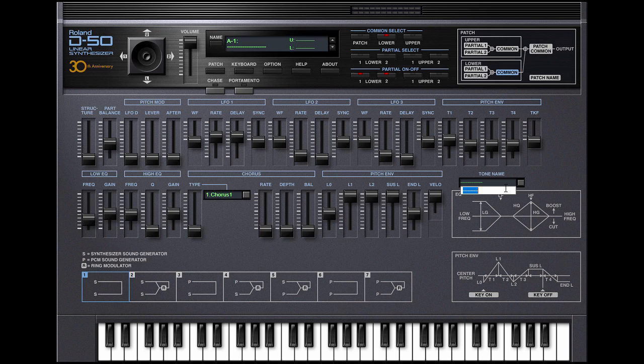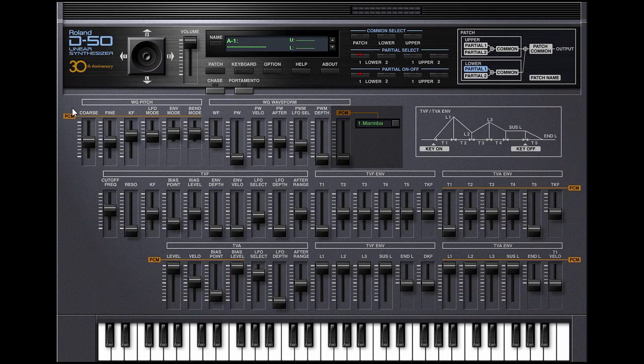You can also name your tone with the tone name at your right. Okay, so now let's go for the partial select, lower and upper. Let's choose the lower one. Let's go to the wave generator pitch section. Now with coarse, I can control the pitch of the partial that can go from C1 to C7.